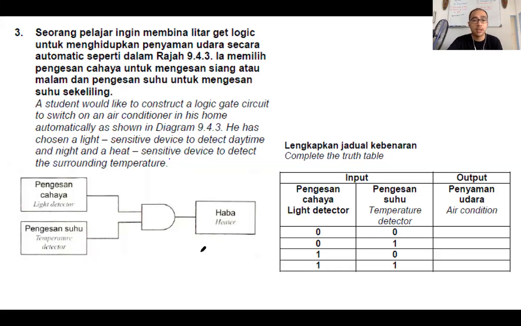Hey, this is not an air conditioner. This is a heater. Let me see. Oh yeah, it's a heater. Okay, never mind. But the thing is, this is an AND gate. So AND gate, 0 and 0. If this is 0 and this is 0, then 0, 0 goes through here. When it is an AND gate, it will be off. The heater will turn off. Okay.